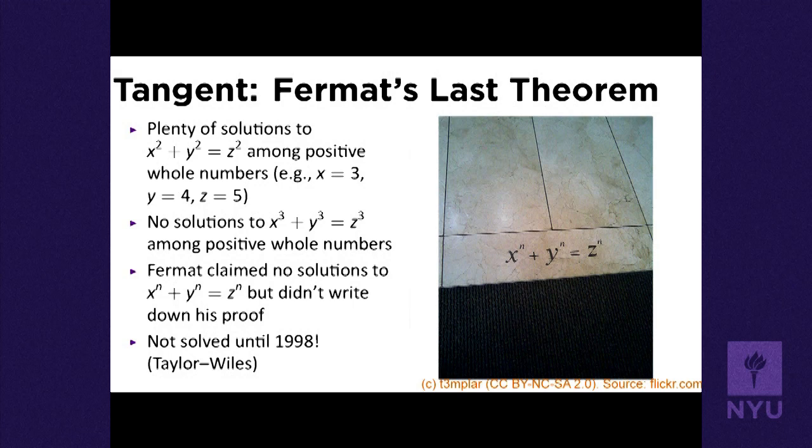So Taylor and Wiles finally put together all of the facts about Fermat's last theorem. So here we have a theorem which was stated by someone in the 17th century and not proven until the end of the 20th century. So easy to state, yet so exceedingly difficult to prove. And there's more to this story.